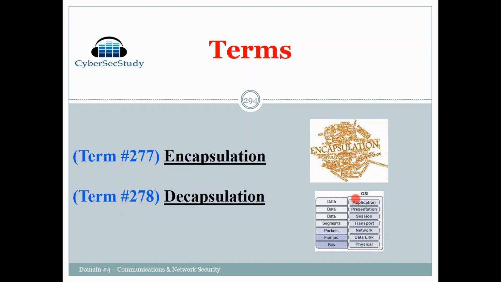Then when it gets to the physical layer, it connects to the wire, and that message is sent across the wire. It reaches the other computer, and as it goes back up the OSI model, it's decapsulated. Those layers of information are taken off as it goes up the OSI model. So you just need to be able to recognize that encapsulation is from layer 7 to layer 1. Decapsulation is from layer 1 up to layer 7.